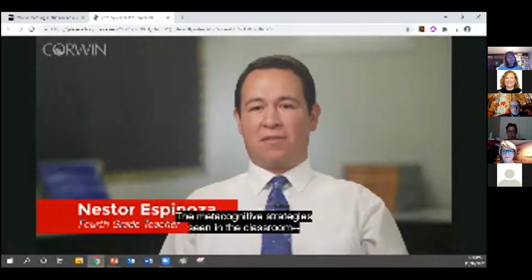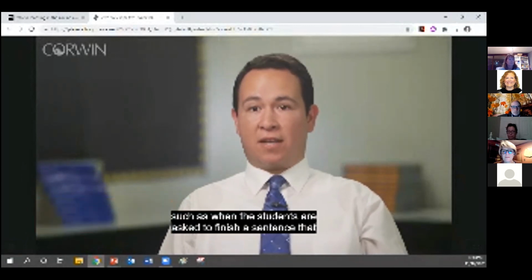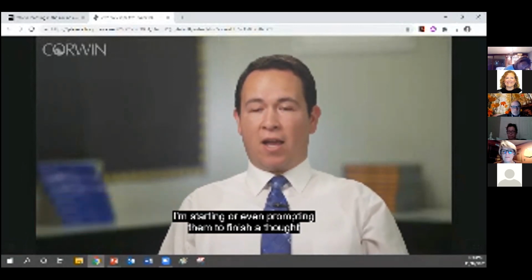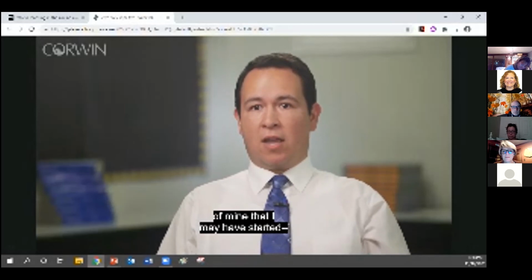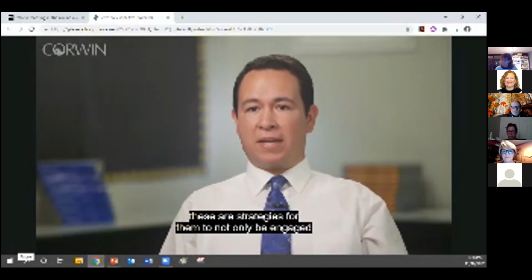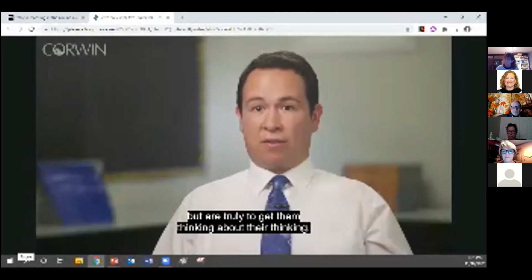The metacognitive strategies seen in the classroom, such as when the students are asked to finish a sentence that I'm starting, or even prompting them to finish a thought of mine that I may have started. These are strategies for them to not only be engaged, but are truly to get them thinking about their thinking.